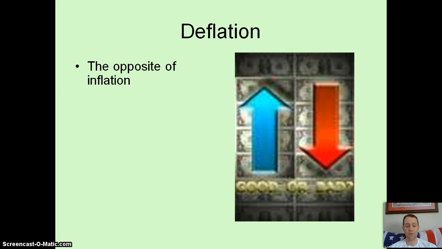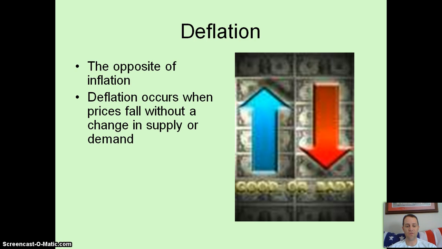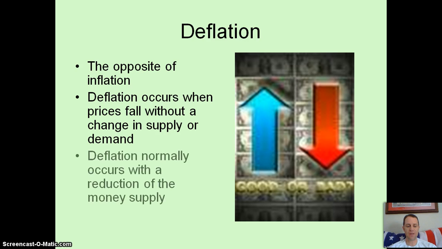And then the opposite of inflation is deflation. This is when prices fall without a change in supply or demand. And you might say, well, hey, prices are falling. What's the problem with that? Things are cheaper. But it can lead to what's called a deflationary spiral when there's a reduction in the money supply. And this is not good either. When there's less money out there, people are not able to purchase goods and services. Jobs get eliminated, all sorts of problems in this, as the video that you'll watch in a second will show.